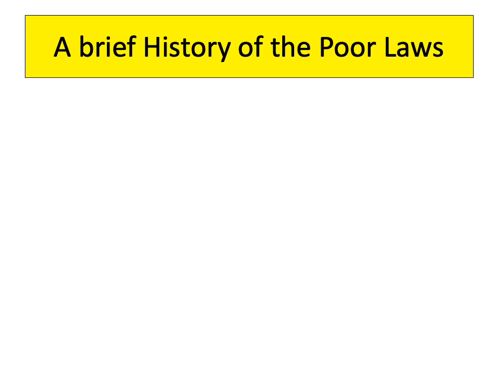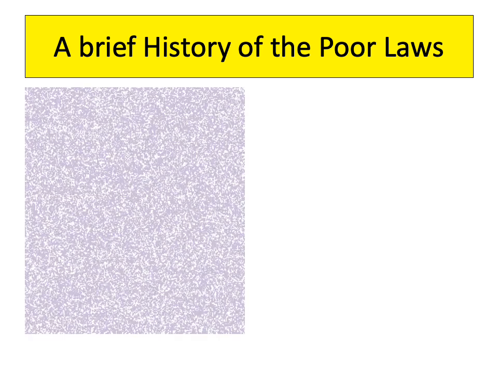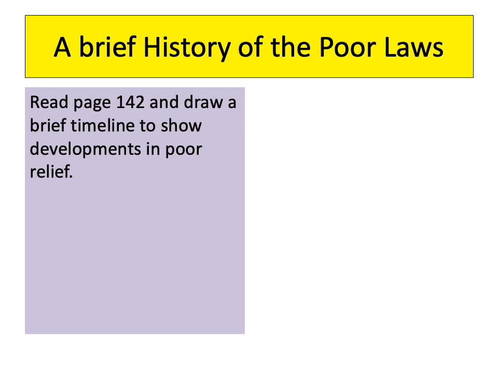Okay, so a brief history of the poor laws, just setting ourselves into context here. If you have a look on page 142 of the photocopied chapter that I've mentioned, you'll see, as it says there, read page 142 and just draw yourself a brief timeline to show the 4 developments in the poor law that are listed on page 142. It helps you to set everything in context. So I would take a whole A4 page for this. You can do it either horizontally or vertically, it doesn't really matter.